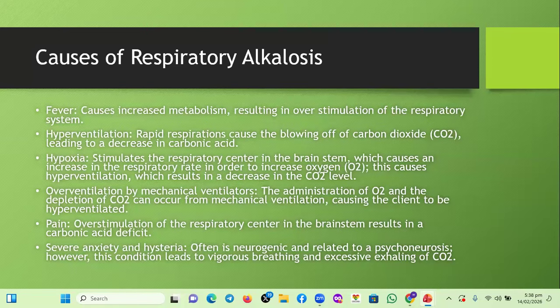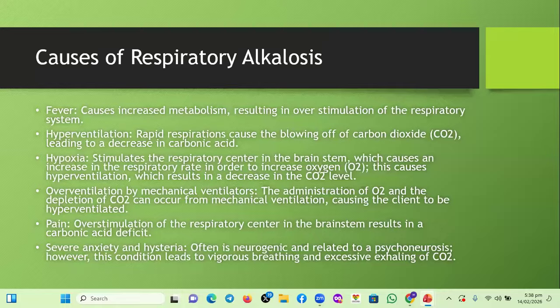Then we have hyperventilation. The hyperventilation can occur from anxiety, panic attack, as we were mentioning. When one goes into panic attack or one is anxious, what happens? The person hyperventilates. The person breathes faster, and so they bring out more carbon dioxide. So hyperventilation, that's rapid respirations, causes the blowing off of carbon dioxide, leading to decrease in carbonic acid.